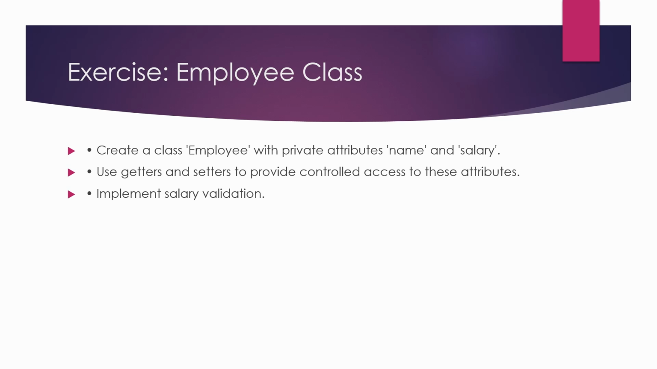Now let's put this into practice with an exercise. Create an employee class with private attributes such as name and salary. Use getters and setters to control access to these attributes and add validation to ensure salary is always positive.